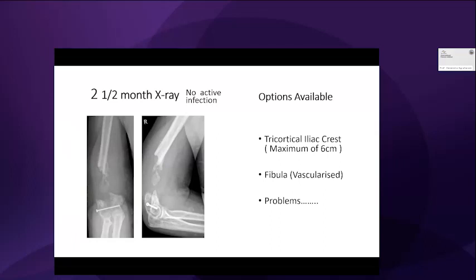And at this stage, once the infection is completely controlled, there is a bone loss in the upper limb. We had the options of taking either tricortical iliac crest, which can be used only for up to 6 centimeters, or vascularized fibula. There are advantages and disadvantages of vascularized fibula, because we need to have a good setup with an experienced microsurgery team, so that the success rate will be very high. So we have a very good plastic surgery team with us who does microsurgery procedures. So we chose vascularized fibula.